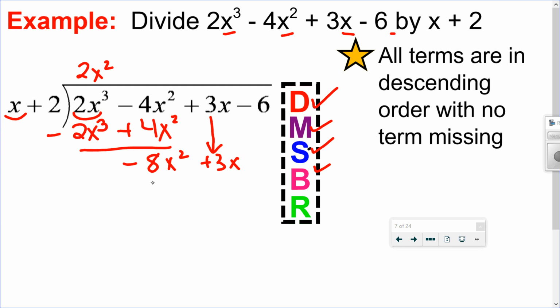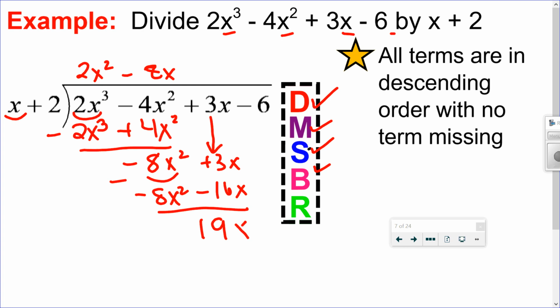Again, looking at your leading terms, negative 8x squared divided by x is going to be negative 8x. Negative 8x times x is negative 8x squared. Negative 8x times 2 is negative 16x. And then again, I subtract. Negative 8x squared take away negative 8x squared is 0. 3x take away a negative 16x is a positive 19x. And then I bring down my last one.